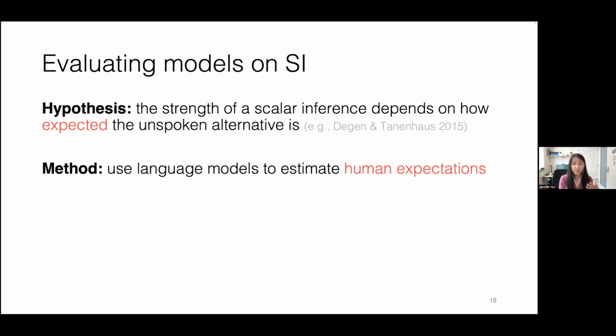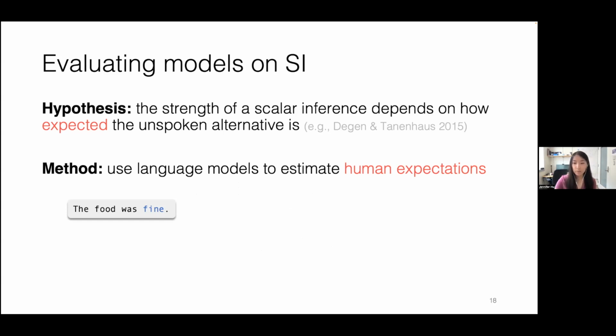And to do this, we'll use language models as a way of estimating human linguistic expectations. So concretely, let's say a human sees a sentence like "the food was fine," and we want to estimate how expected is the word "delicious" as an alternative to "fine" in this context.